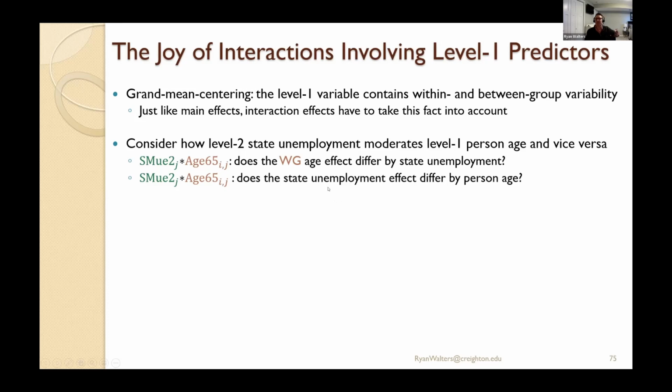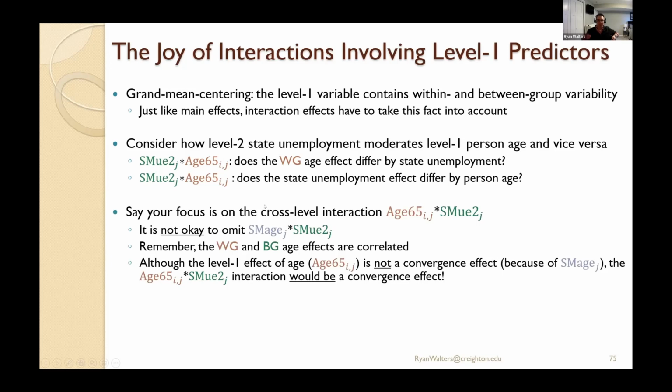In terms of explaining random slope variances, this is the one we care about: does the within group age effect differ by state unemployment? But if our focus is on that interaction, it is not okay to omit state mean age from the state mean unemployment effect. Again, it's because this age 65 variable still contains within and between group variability.